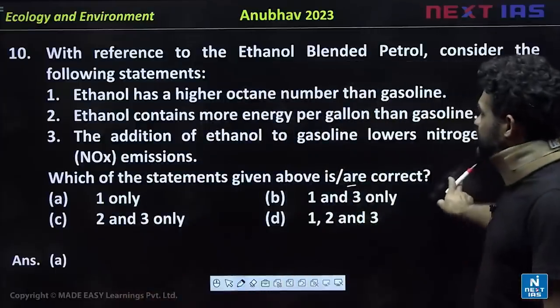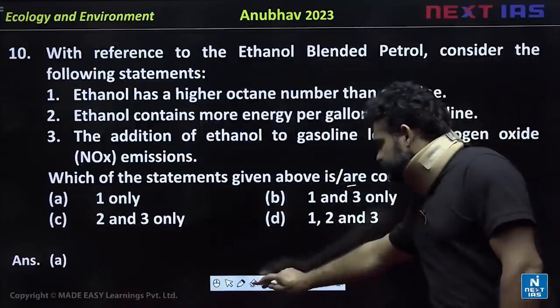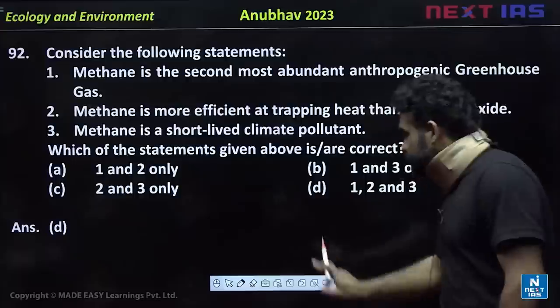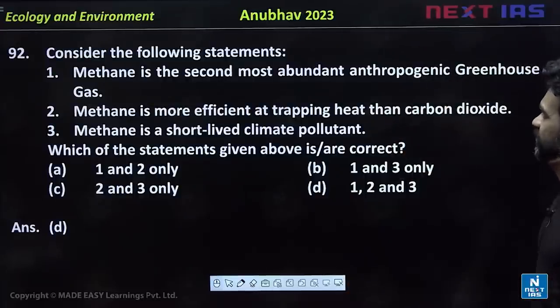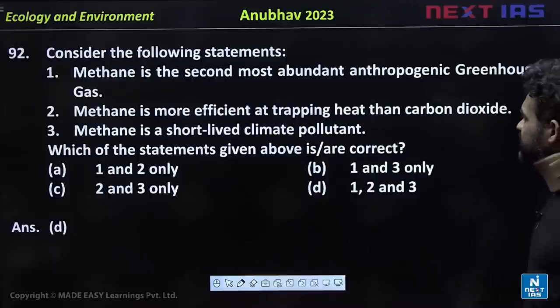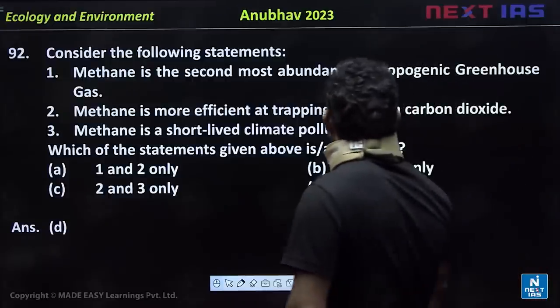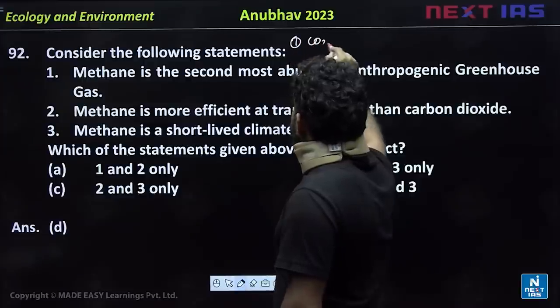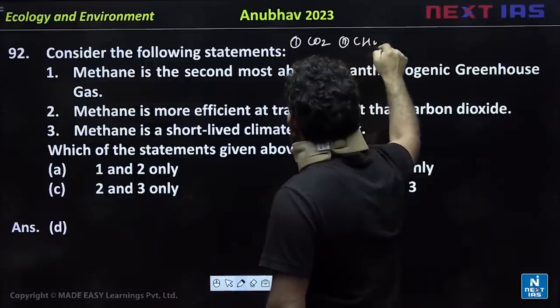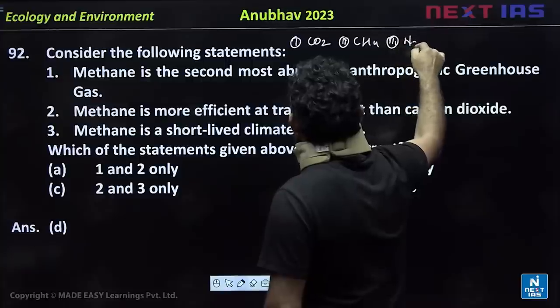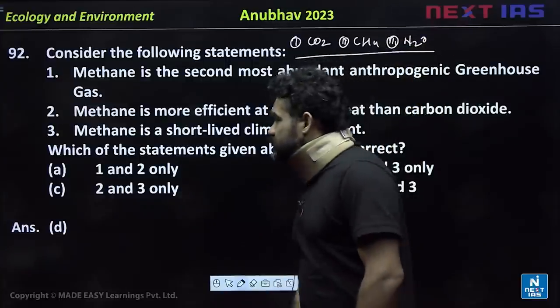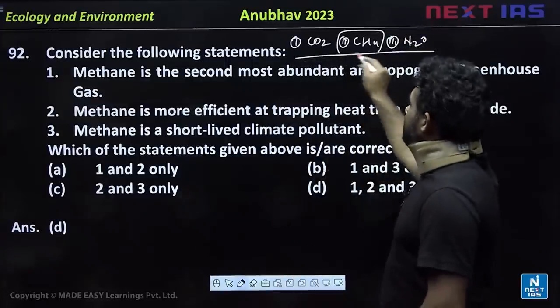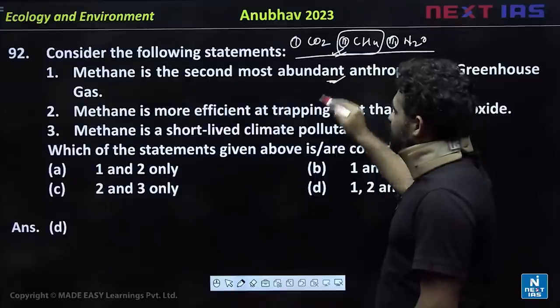Next is methane. Consider the following statements. Which of the statements given above is correct? Methane is the second most abundant anthropogenic greenhouse gas. We have already seen in the class, number one is carbon dioxide, number two is methane, and number three is nitrous oxide among the anthropogenic greenhouse gases by abundance. So the second most abundant anthropogenic greenhouse gas is methane, correct?